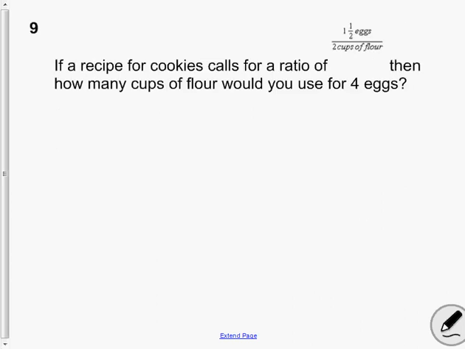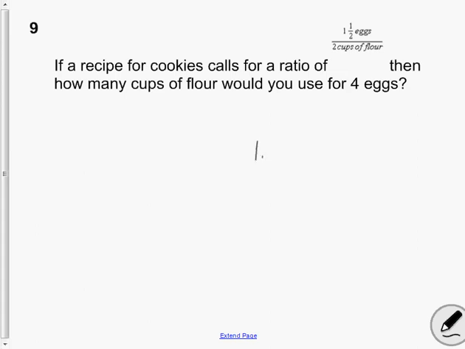Question 9. It says, if a recipe for cookies calls for the ratio of eggs, which is, somebody said, how do you have half an egg? Nathan was very deep, and yeah, very smart people in this classroom. We'll pretend they're hard-boiled eggs when you're making cookies. That would be really gross. How many cups of flour would you use for 4 eggs?